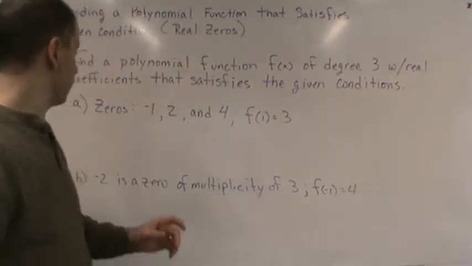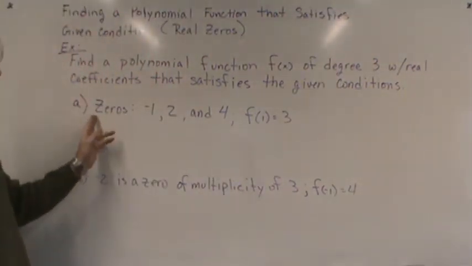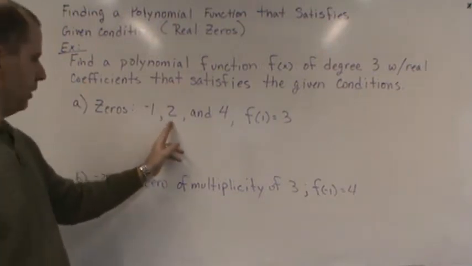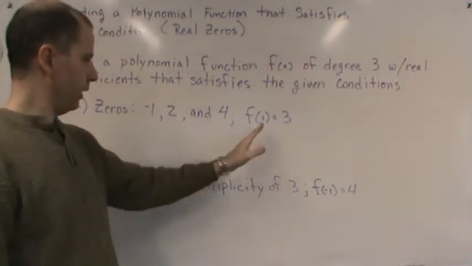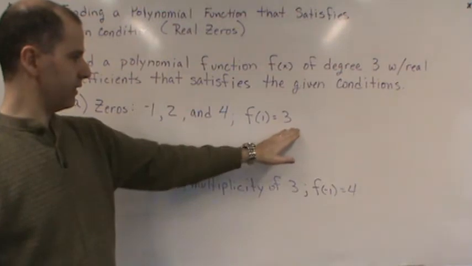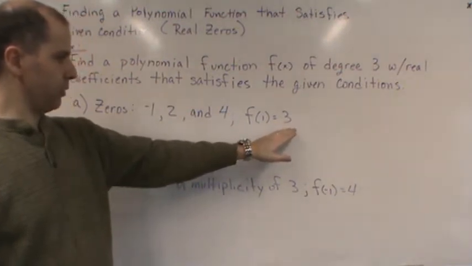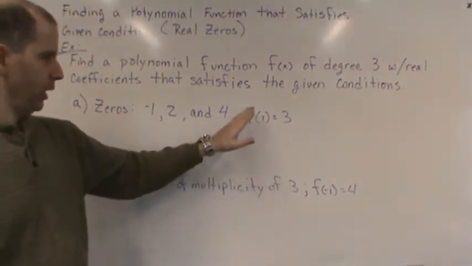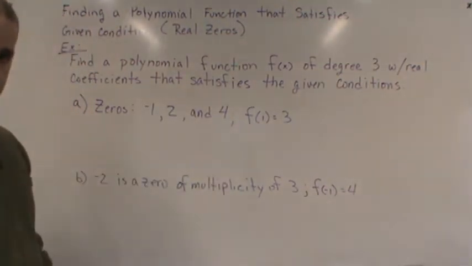So part A says we're given the zeros -1, 2, and 4, and we're given that the value of the function is equal to 3 when x is equal to 1. So that we're going to use.